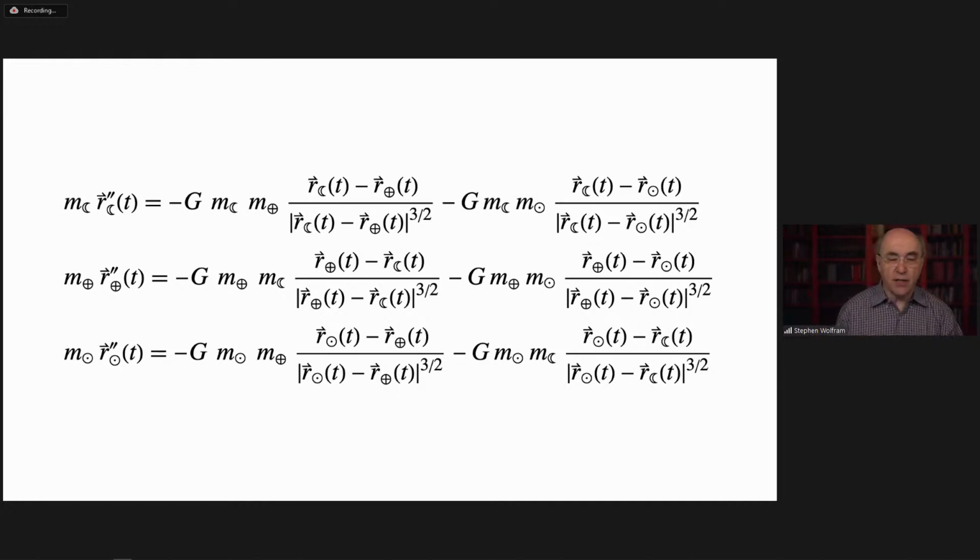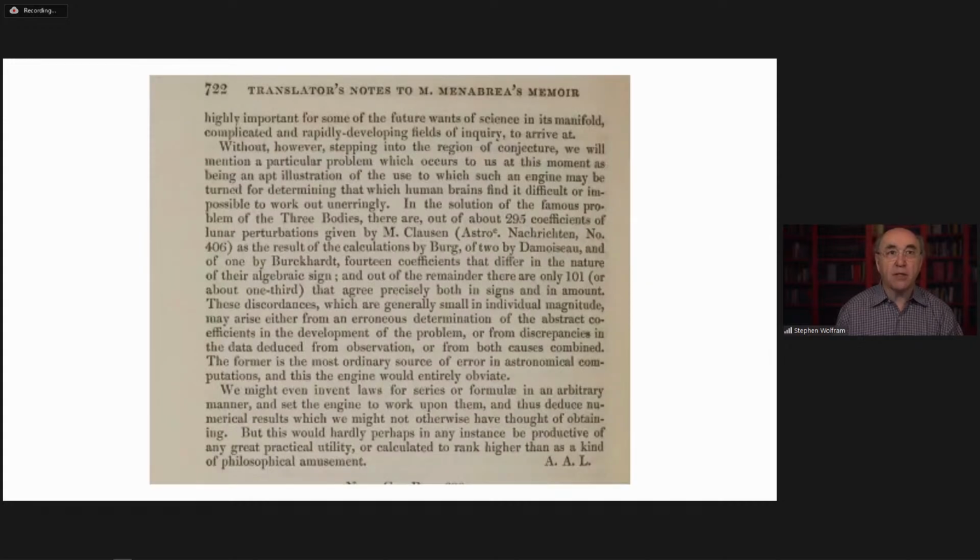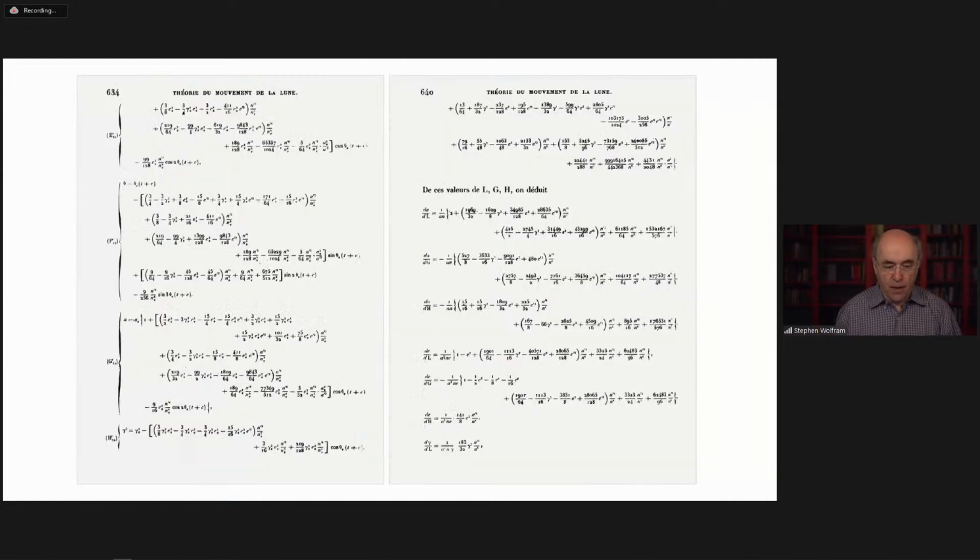He identified 5 parameters. Oh, I'm sorry, this is something I wanted to mention. This is what Ada actually wrote in her memoir about the analytical engine, about the three-body problem. But let's go on to Charles Delaunay. Here's what he spent 20 years developing.